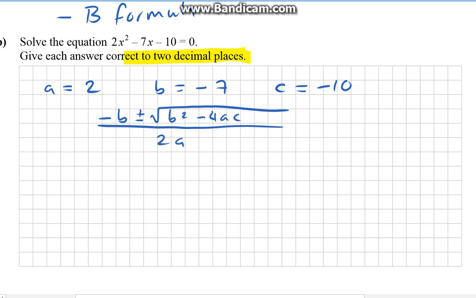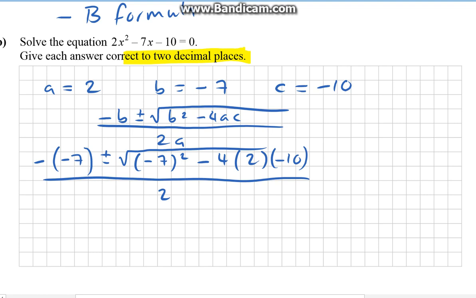Now we're going to fill into our formula, so we're going to have minus b, so it's minus 7, plus or minus the square root of b squared, which put everything into brackets because you know every negative number squared gives you a positive. So don't make that mistake to write minus 49 on the next part. Minus 4 times 2 times minus 10.